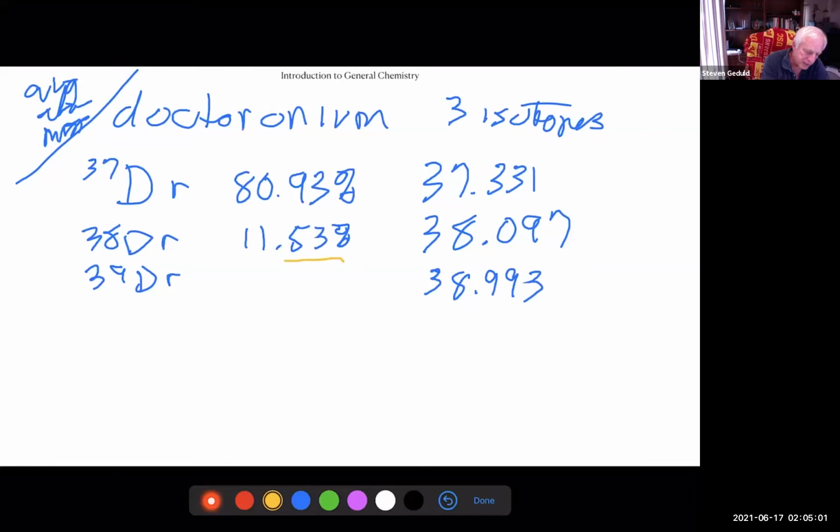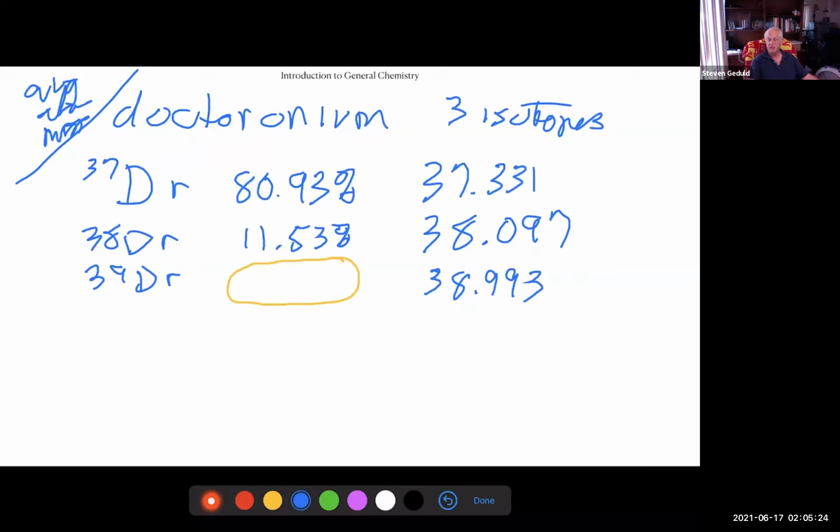We're missing this value right here. How do we find that? Can we find that number? We know there's 3 isotopes. So you have each percentage, the percentages all have to add up to what? 100. 100%. You got 3 fractions of something, it's got to be 100%.